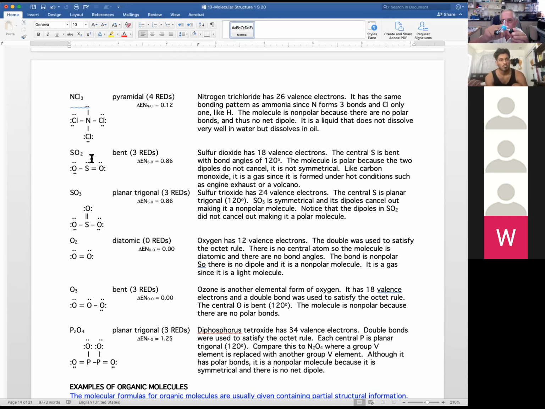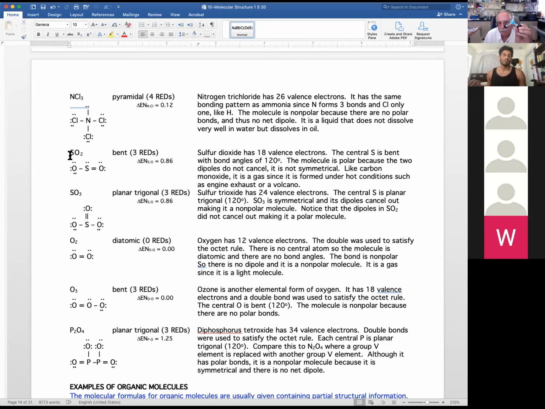We've got 1, 2, 3 regions of electron density. And the X-ray diffraction machine sees the atoms, but it doesn't see that. So this is what it sees. So the shape of sulfur dioxide is bent, isn't it? It's bent because of this non-bonding electron pair. So it's not symmetrical, and these are polar covalent bonds, so that means that sulfur dioxide is a polar molecule.